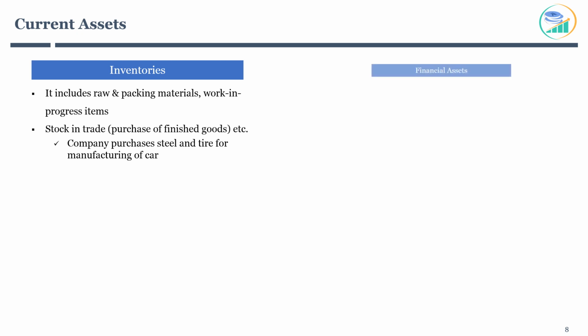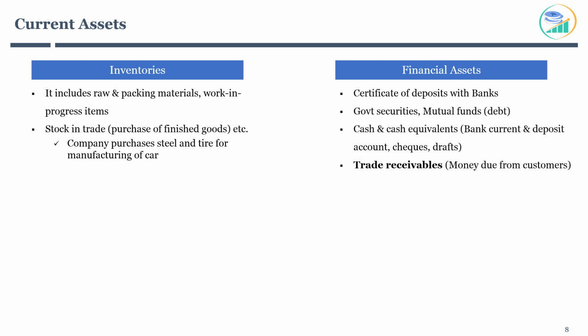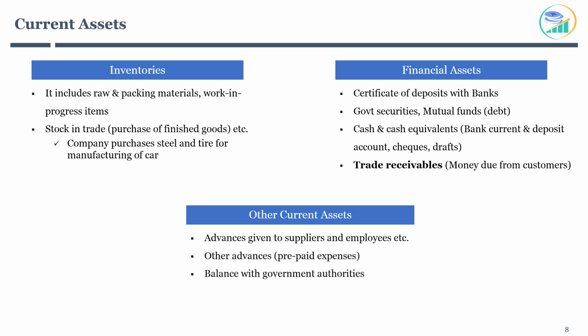Next line is financial assets. It includes various financial assets that can be easily converted to cash within a year. It includes certificates of deposit with banks, purchase of government securities, mutual funds and so on. It also includes money due from customers. This is classified as trade receivables on the balance sheet. Other current assets include all other assets that cannot be classified into previously discussed line items. It includes assets like advances given to suppliers and employees, balance with government authorities and so on.